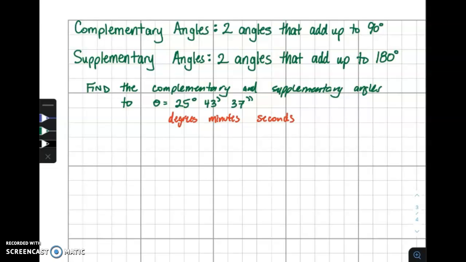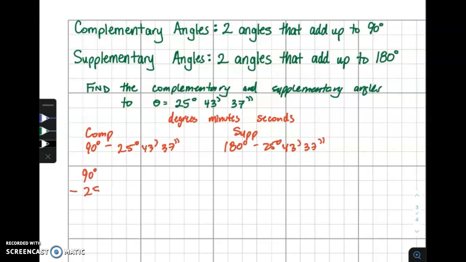So with that in mind, if I want to find the complementary angle, then I'm going to have to do 90 degrees minus 25 degrees, 43 minutes, 37 seconds to find its complement. And supplementary, we're going to do the same thing with 180. Now, we're going to do this by hand. So I'm going to set up the subtraction. I've got 90 degrees minus 25 degrees, 43 minutes, 37 seconds. So I'm going to subtract these angles.